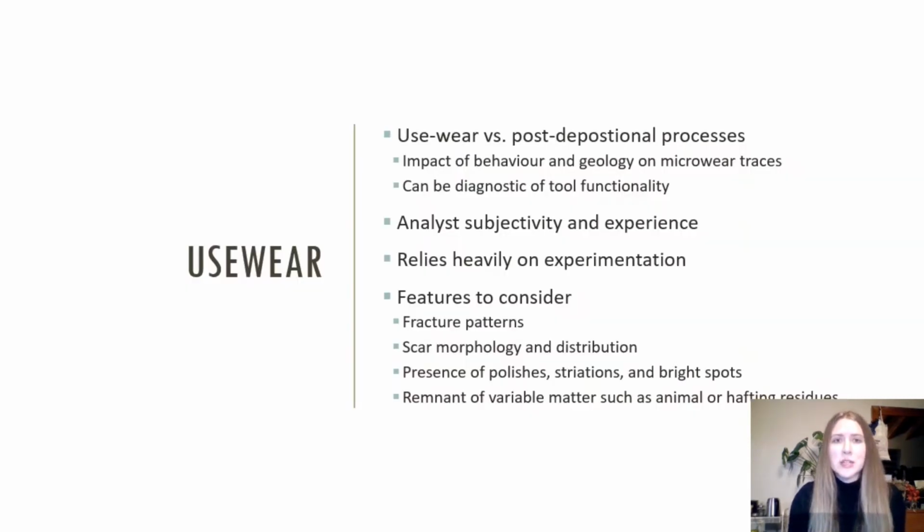Through microscopic use wear analysis, we can interpret numerous aspects of tool functionality, including mode of use, such as prehensile use versus hafted technology, active versus inactive surfaces, material worked, motion and directionality of use, and action of primary use. Primary characteristics of function are related to fracture patterns, scar morphology, and distribution, presence of polishes, striations, and bright spots, and remnants of variable matter such as animal or hafting residues.